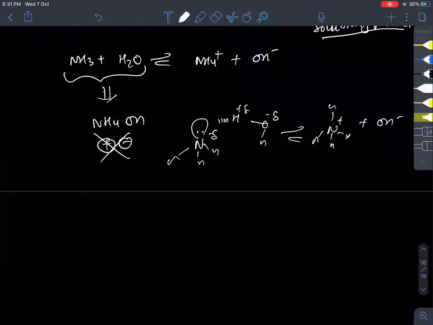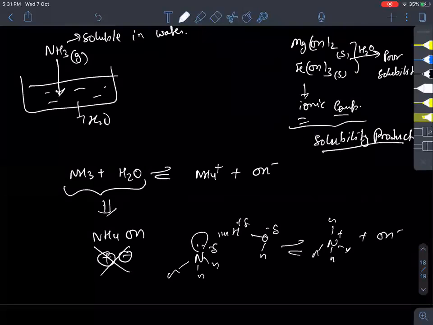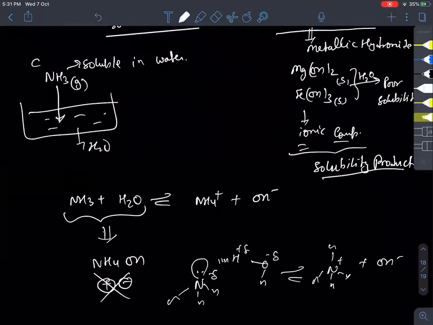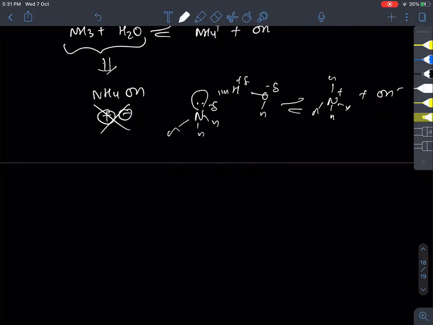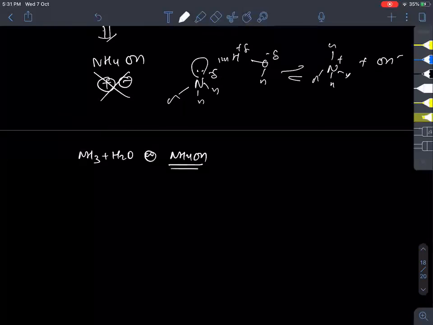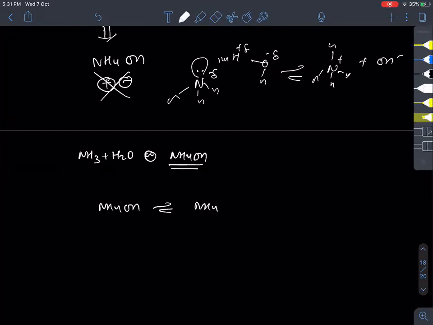Suppose, my dear, I took some C mole in 1 liter. So what will be the concentration of ammonia? C molar. So you write like this, or you simply write like this. But please remember, this is not an ionic compound. It is basically dissociating like this. The equilibrium constant for this will be undoubtedly Kb.